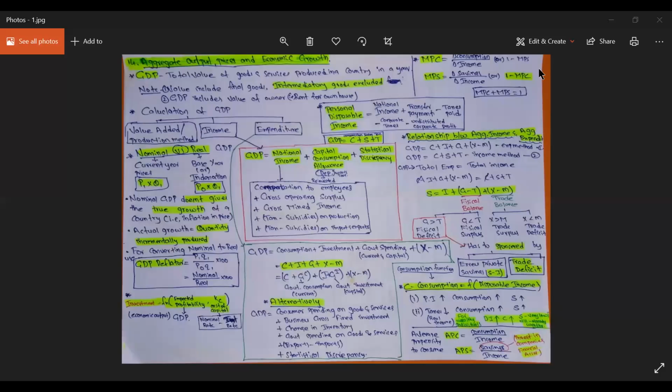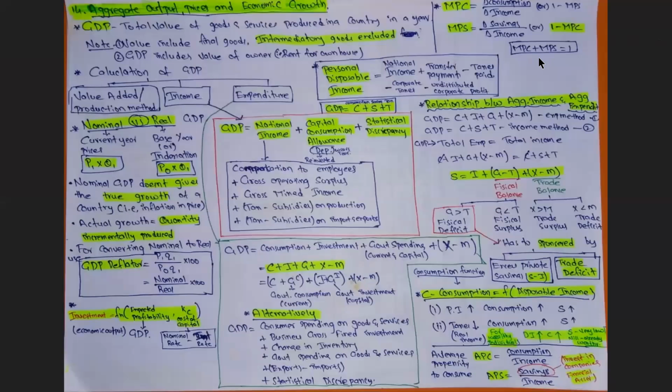In this video, we are going to revise aggregate output, price and economic growth, that is Reading 14 of the CFA Level 1 curriculum. So, gross domestic product. Gross domestic product is the total value of goods and services produced in a country in an accounting year.